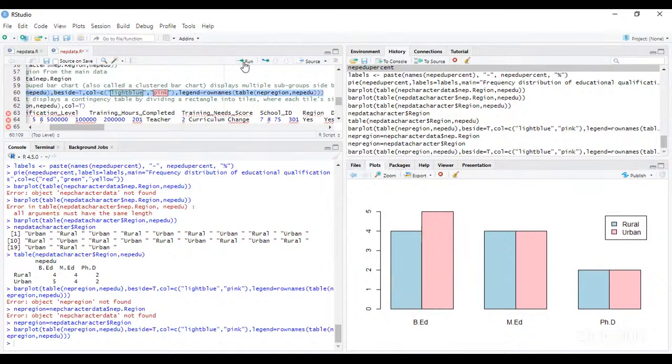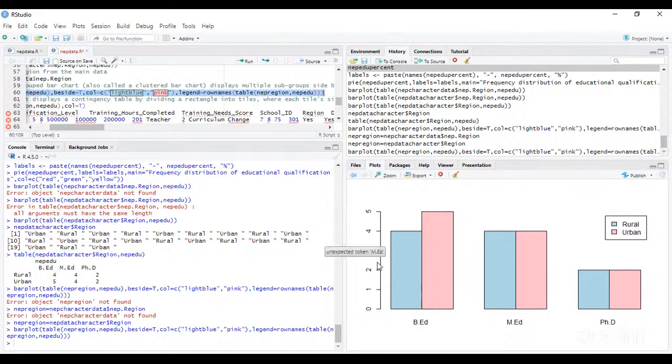Legend row names are there in the legend. Okay, row names are there. And then there is table, you know, table is for the frequency. Okay, so this thing is there. Now, ma'am, you show me. This is called group bar chart.